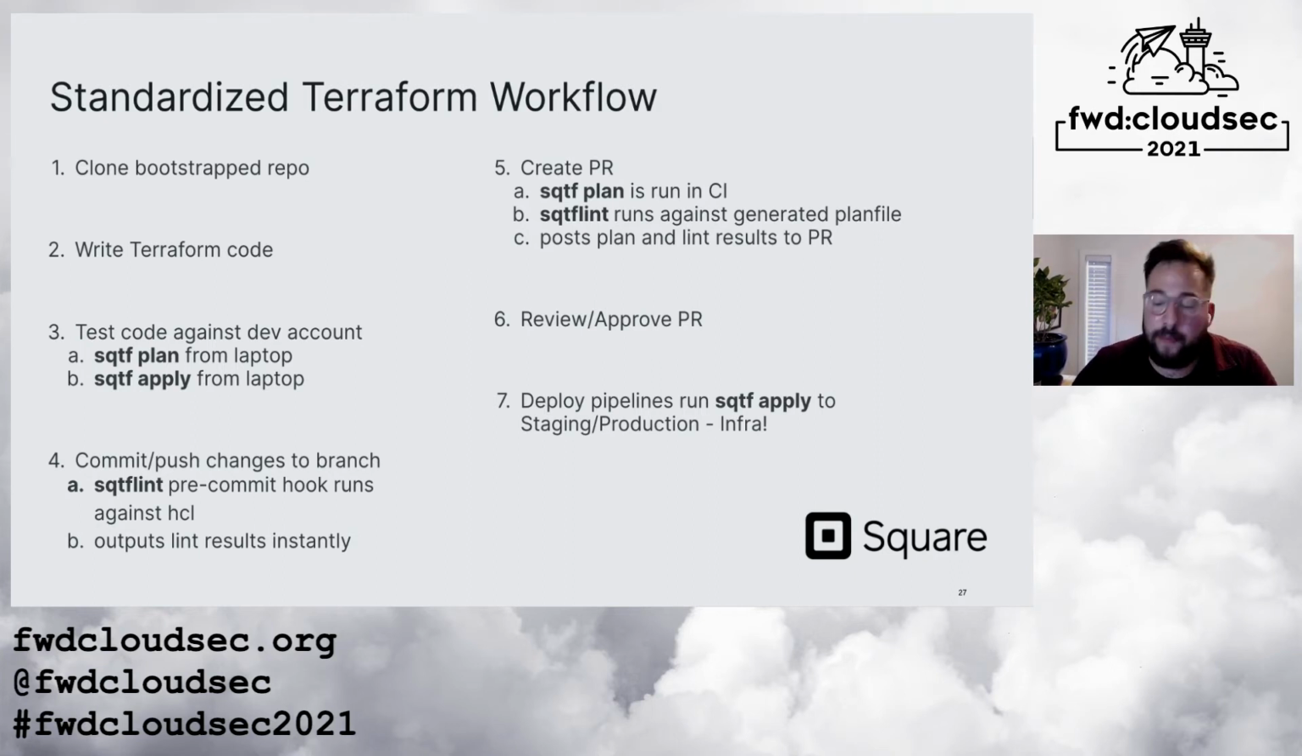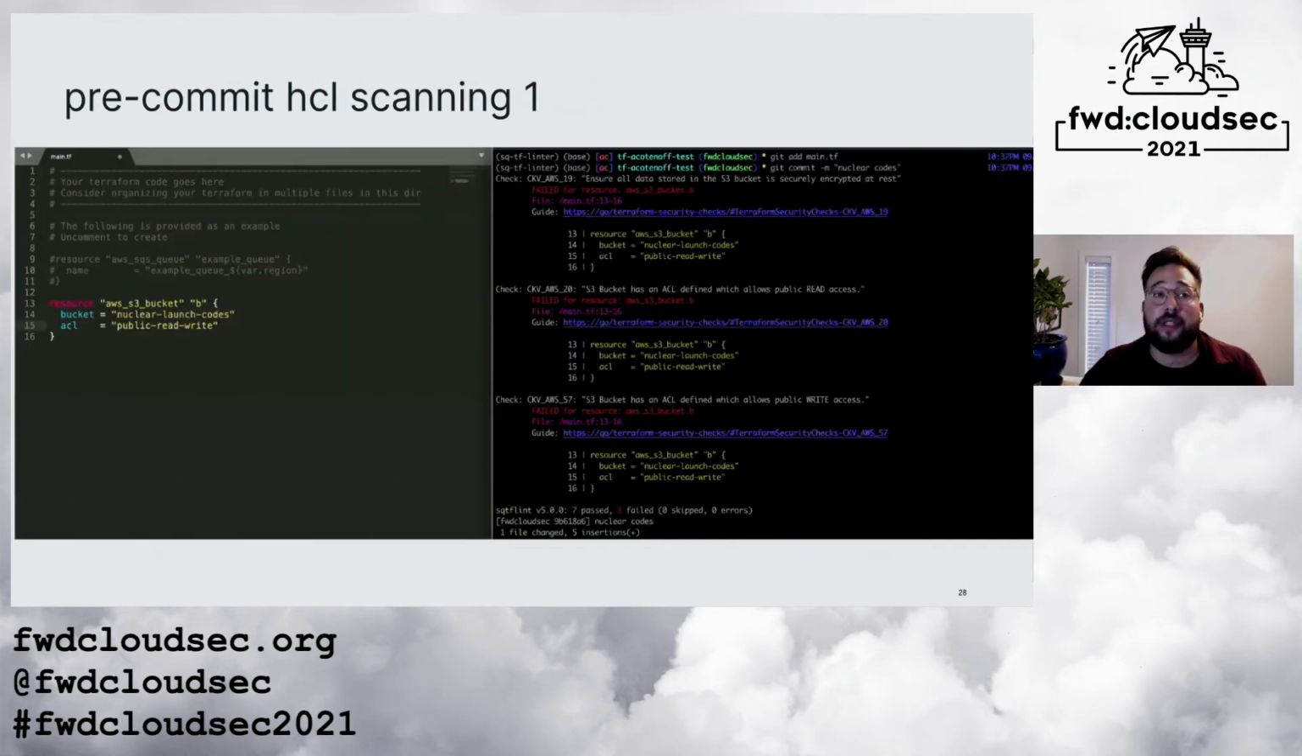But let's just say they're ready to create a PR. They do it, and it triggers a build that generates a plan file and runs a lint against that plan file. And after running, it'll output the results, the plan and lint results and remediation info directly to the PR. So now they have the full context of their changes, and they can fix whatever issues arise in near real time. So let's take a look at this pre-commit process from the user perspective.